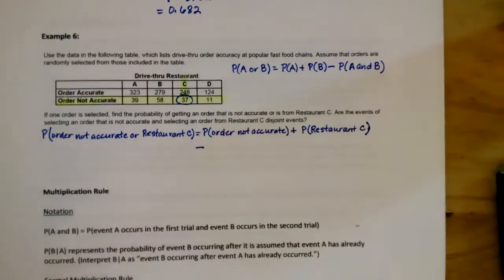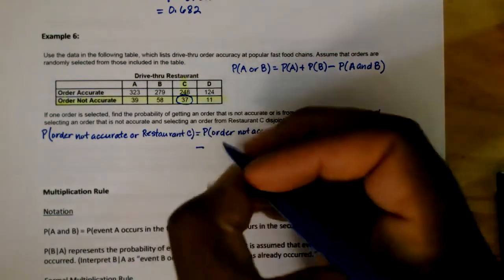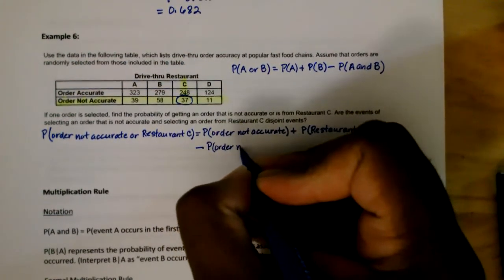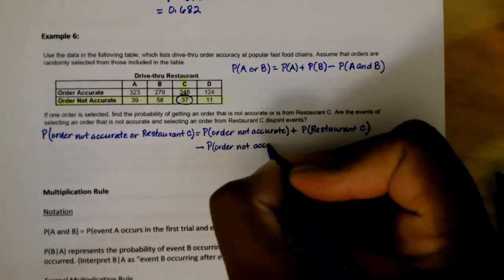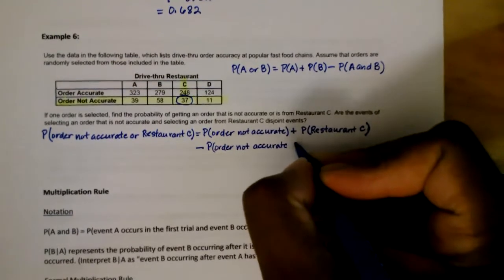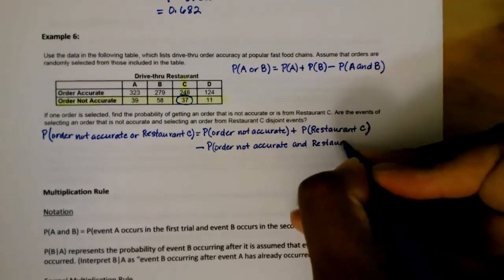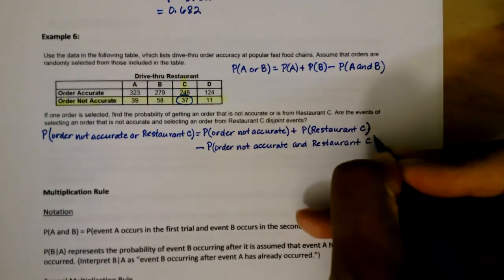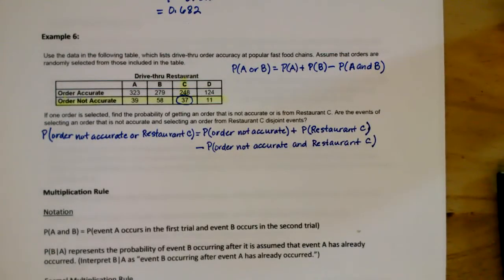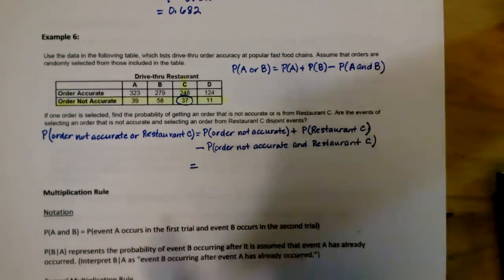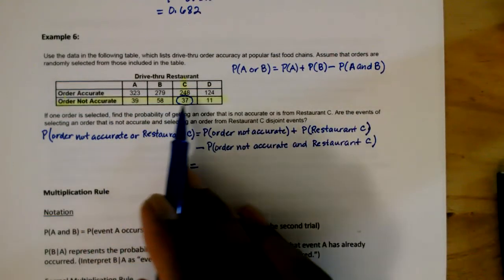And then I have to subtract off the overlap. So this is going to be minus the probability of the order not being accurate and from restaurant C. And that's using this formal addition rule that I've written up here. Okay, now the probability that the order is not accurate, that's this row right here.